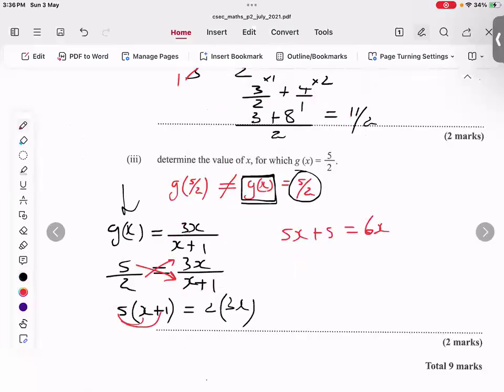All right, and then bring over the 5x. 5 is equal to 6x minus 5x, or the other way around, it doesn't matter. So 5 is equal to x.